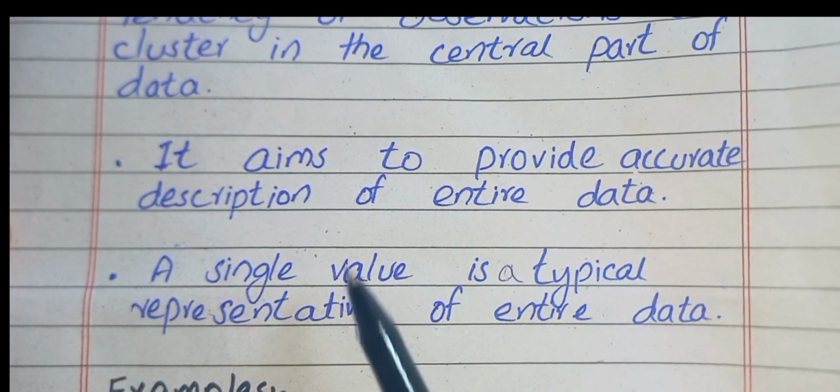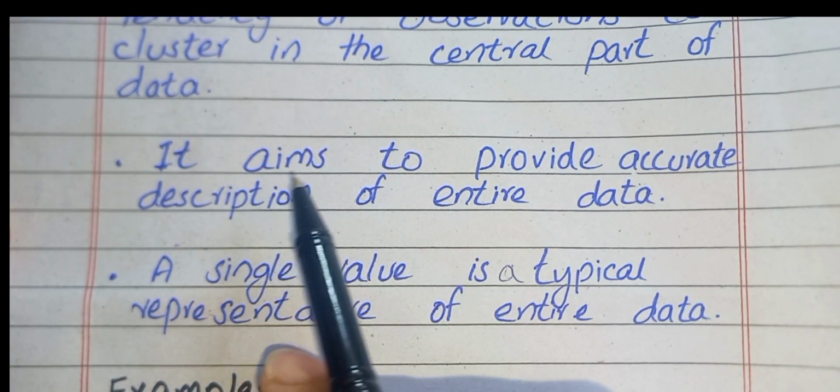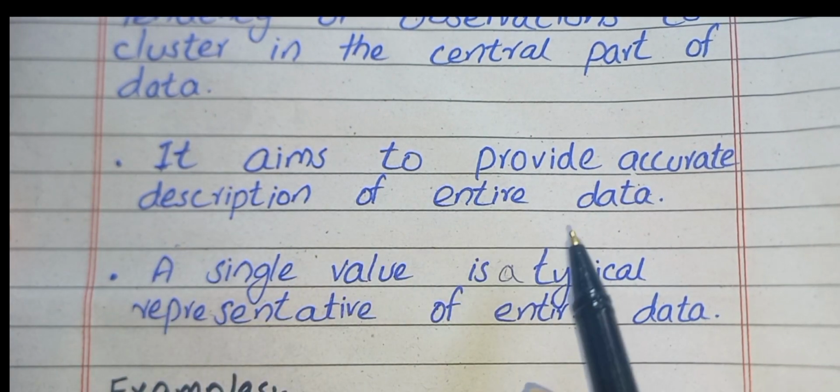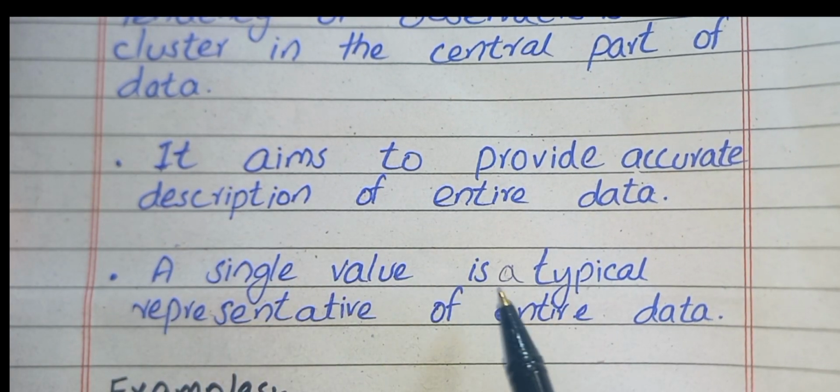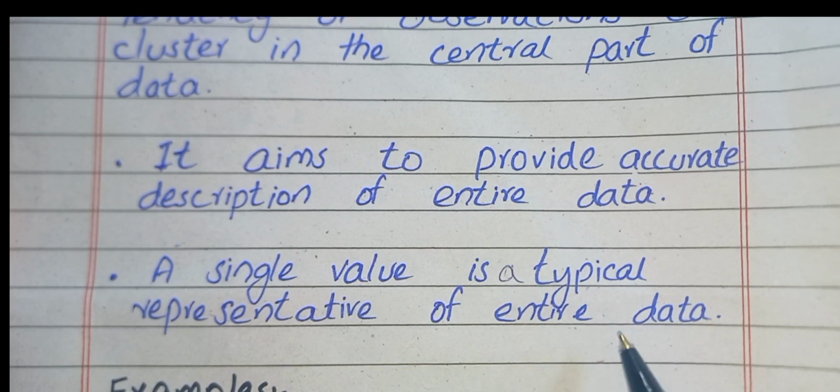There are two properties of central tendency. First one is it aims to provide an accurate description of the entire data. A single value is a typical representative of the entire data.